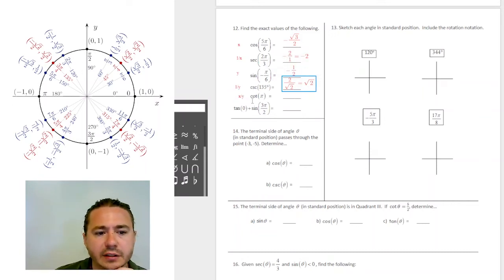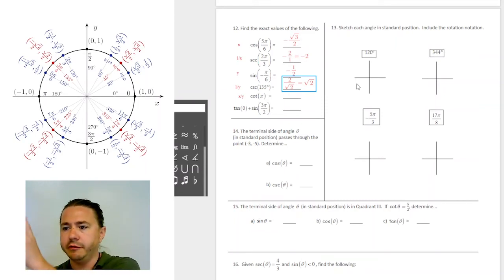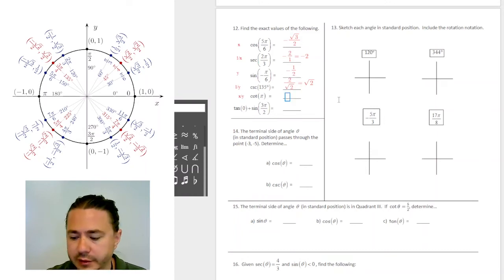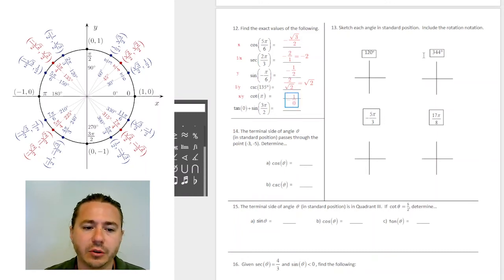Cotangent of pi is x over y. So look at pi, which is going to be over here. You can see it right above. The x value is negative 1, and the y value is 0. So it's like negative 1 over 0, right? Which you can't divide by 0. So we're just going to say undefined. No value.